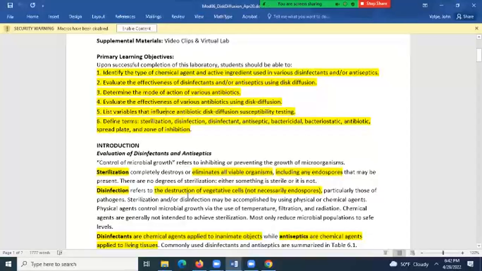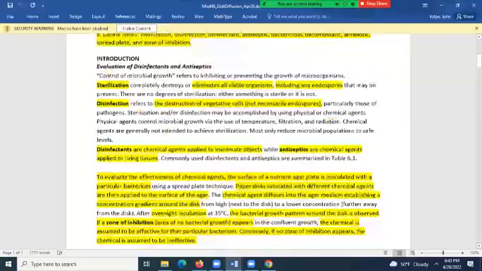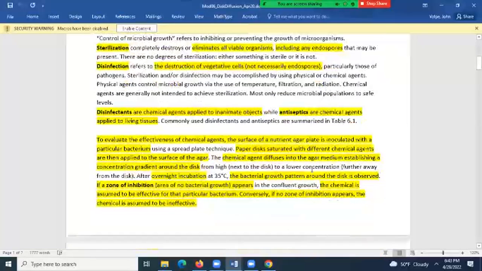Disinfection is the destruction of vegetative cells, not necessarily destroying the endospores. Like when we disinfect a toilet, we will kill vegetative bacteria cells. But if the cell has made an endospore, we won't kill the endospore. Any question about that? So that's the difference between sterilization and disinfection. Sterilization kills endospores and essentially all cells. Disinfection only kills vegetative cells.